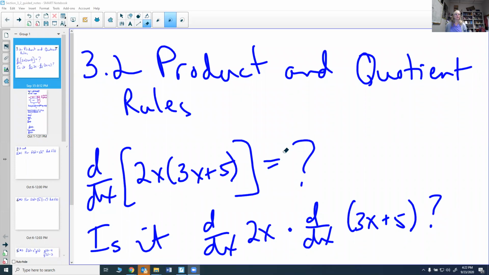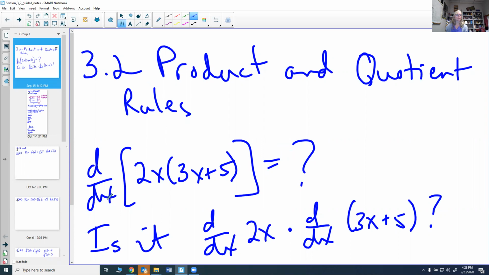So this section is going to look at how to find a product and a quotient, a derivative of a product and a quotient. Sometimes we need to do this to be able to figure out how to go back when you've got problems where you can't multiply them out or divide them easily. So we're going to look at how to do this.